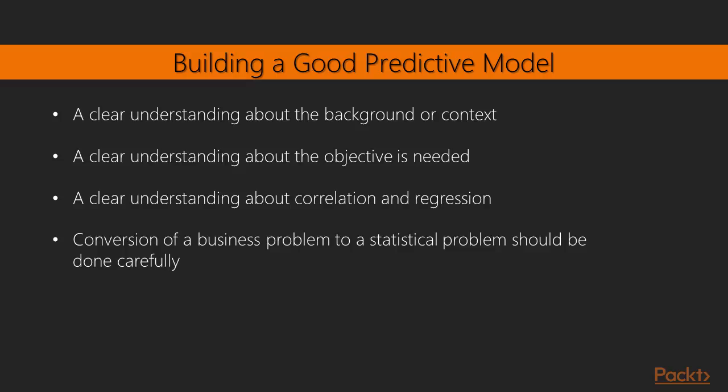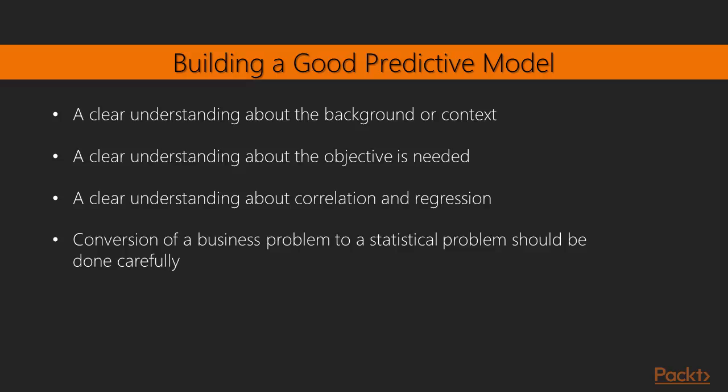The first is that a clear understanding of the background or context is very much required. Sometimes a good predictive model does not make sense for a business from a context point of view. However, a contextually relevant predictive model may not be a good predictive model. The next step is that a clear understanding of the objective is needed. What are you predicting and why are you predicting?